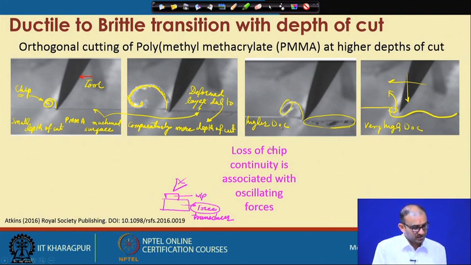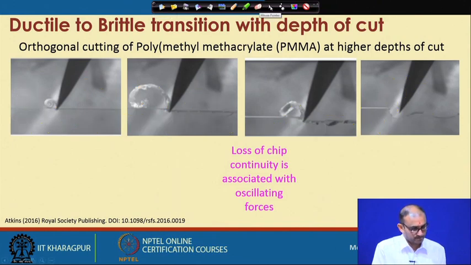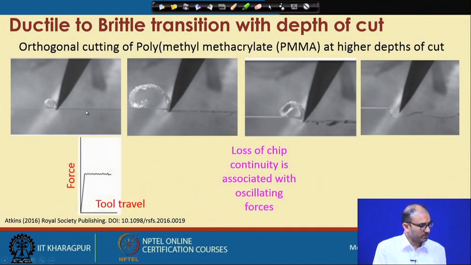So, what is happening? Let us draw a graph with the travel of the tool on the x axis, and force on the y axis. This diagram belongs to the first cut. This is the tool travel, so the tool is moving in this direction, and we are measuring what is happening to the forces.